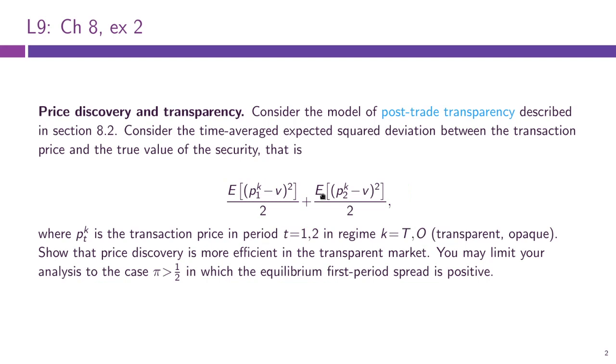Just in terms of notation, we will use superscripts K to denote regime, either transparent or opaque. We will use subscripts 1 and 2 to denote time periods within the model. We need to show that price discovery is more efficient in the transparent market, which we will do. And we will limit our analysis to the case when there are enough informed traders. The reason for doing so will be obvious soon.